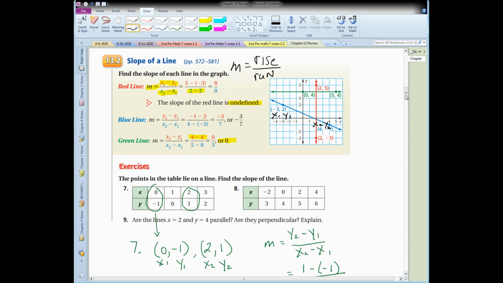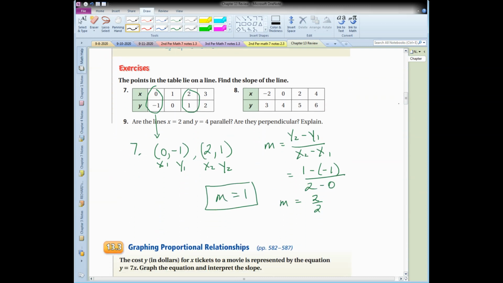So that's what I did down here. Here's a table, and all I did was pick 2 different X and Y pairs or coordinates, and I labeled them X sub 1, Y sub 1, X sub 2, Y sub 2, and I used the formula for slope. And you can see the steps that I took to get the slope equals 1. So I saved the other 2 problems for you.